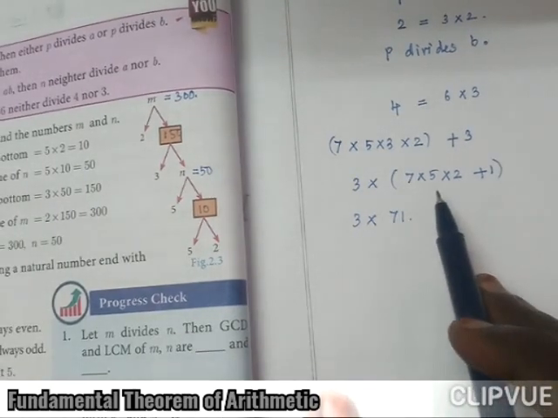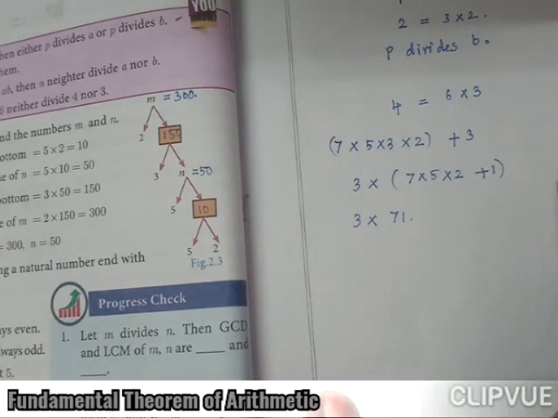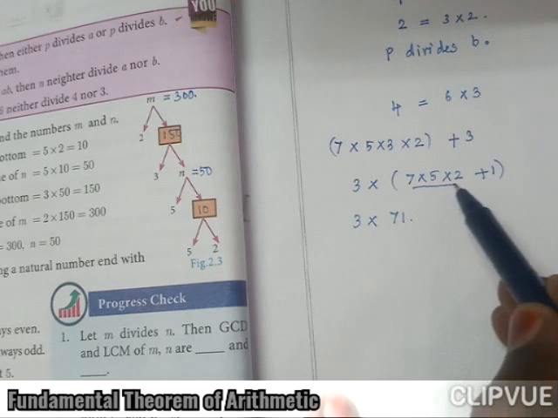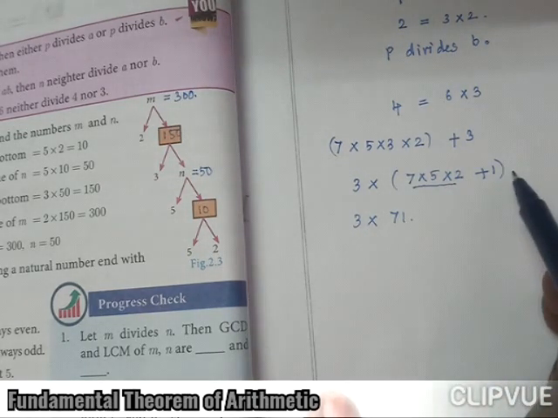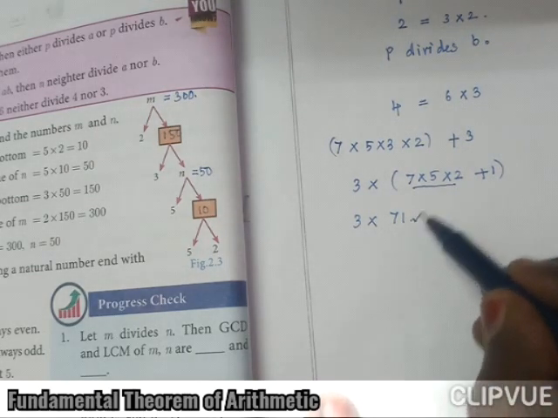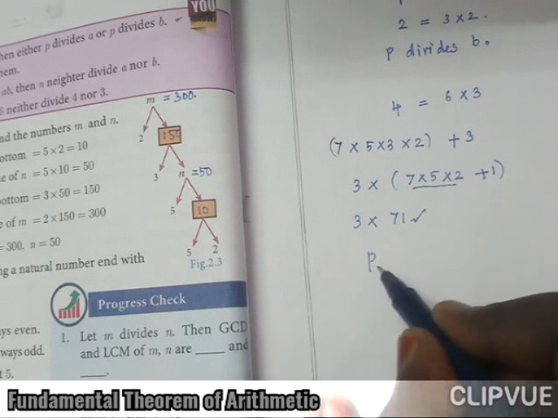Actually here we use the BODMAS rule: brackets, division, multiplication, addition and subtraction. So we should give importance to multiplication first: the product of these three numbers plus this one. So 71. You know very well this 3 and 71 are prime numbers.